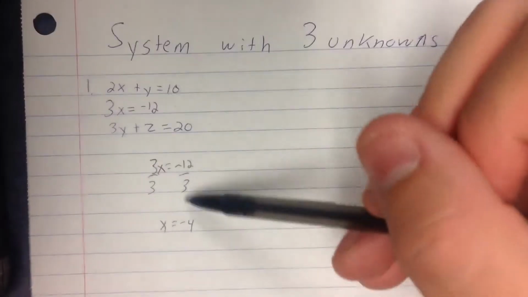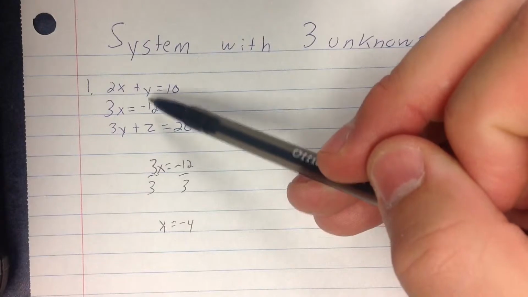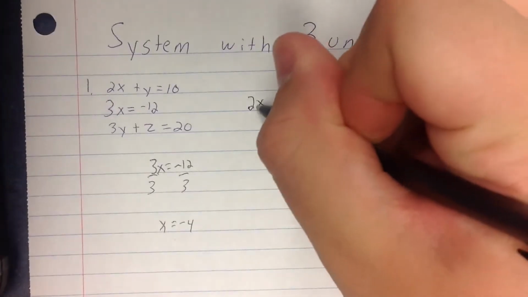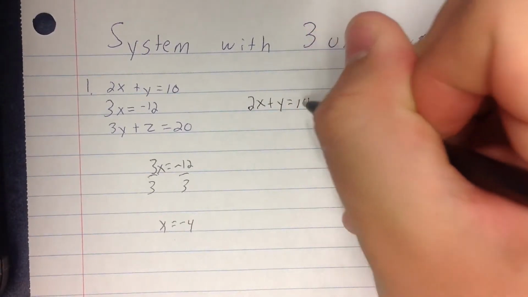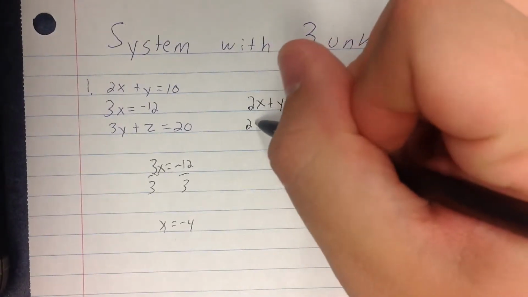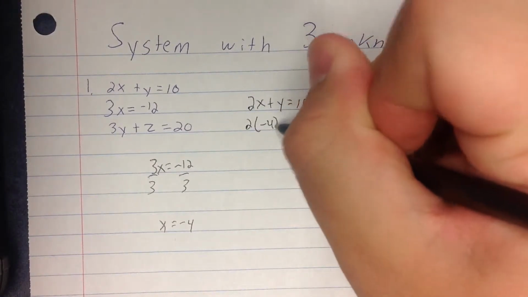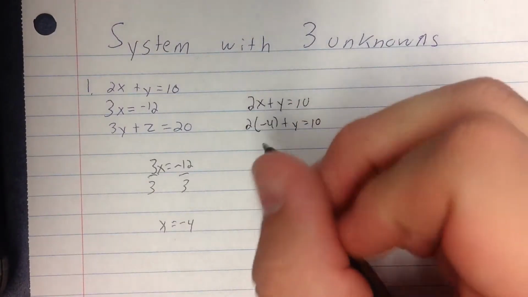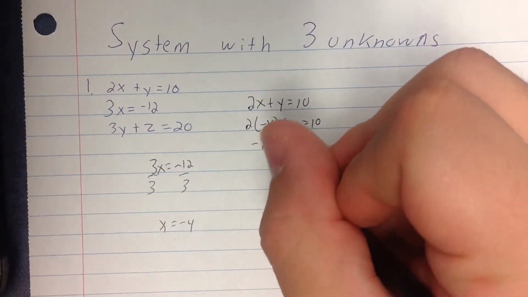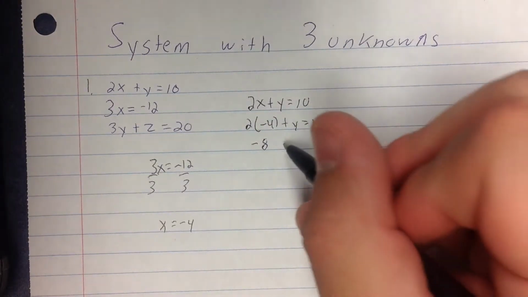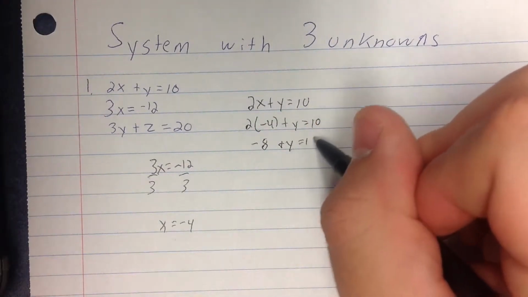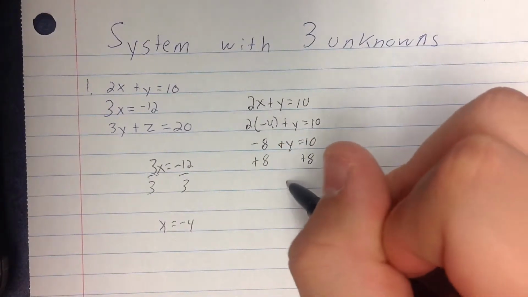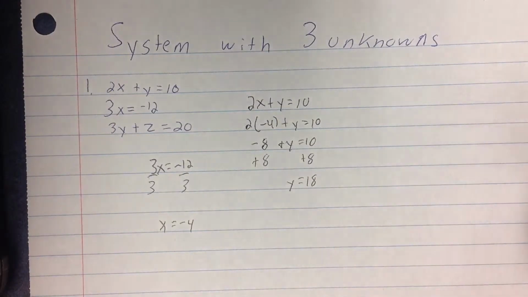Then I go back up here and I say, well, this equation has x and y, so if I know what x is, I can substitute. So I can look at 2x plus y equals 10, but I also know x is negative 4. So if I take 2 times negative 4, it gives me negative 8, plus y equals 10. So then I can add 8 to both sides and get y equals 18.